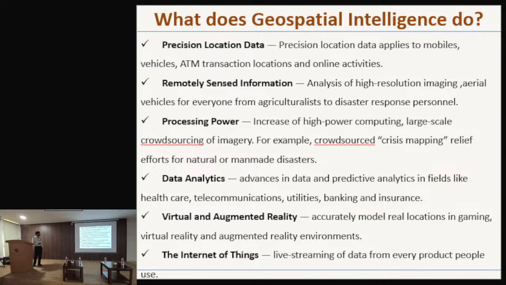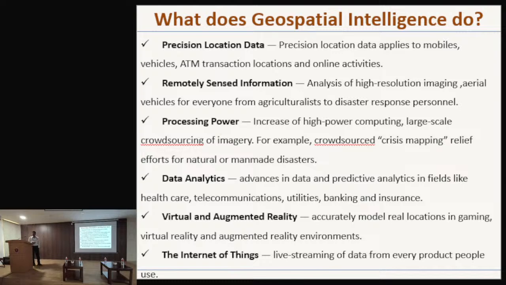So that can be like a mobile, or it can be your vehicle which is fitted with all the GPS related things, or even a small ATM center where it is located. So that way the geospatial intelligence can bring out a better, more precise location about that particular data.